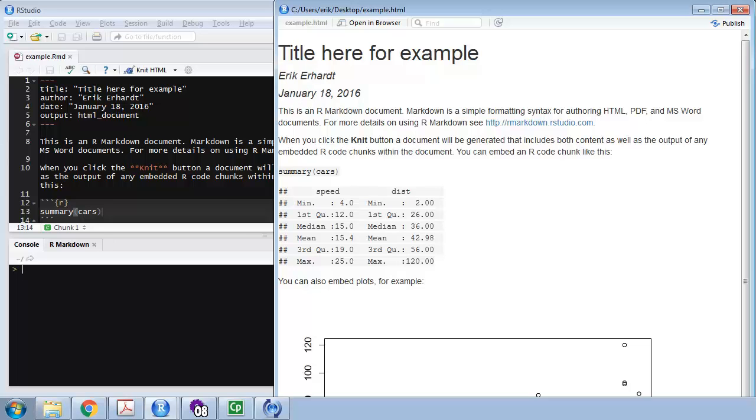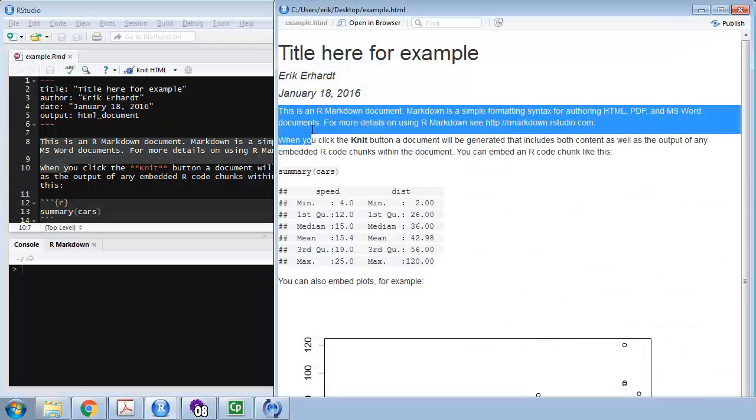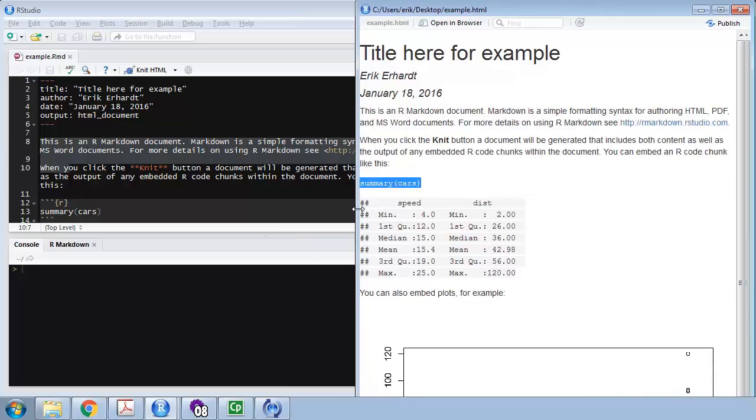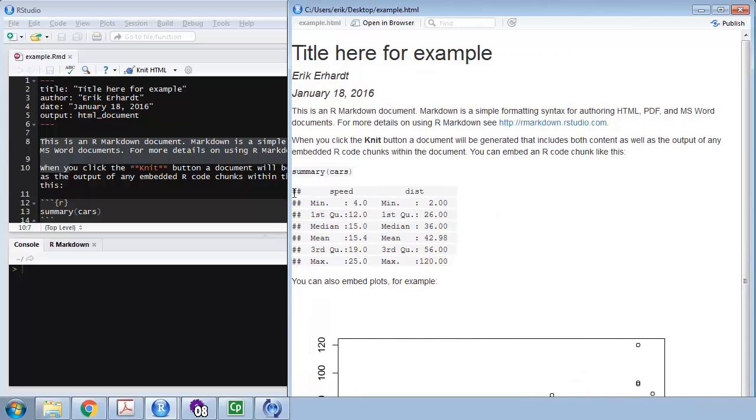All this text right here shows up as text. We have links that we can click on. We have bold, and we probably have italics somewhere. It's easy to make italics as well. And then here's the R code, summary cars, and then the output for that. Oops, the output for that.